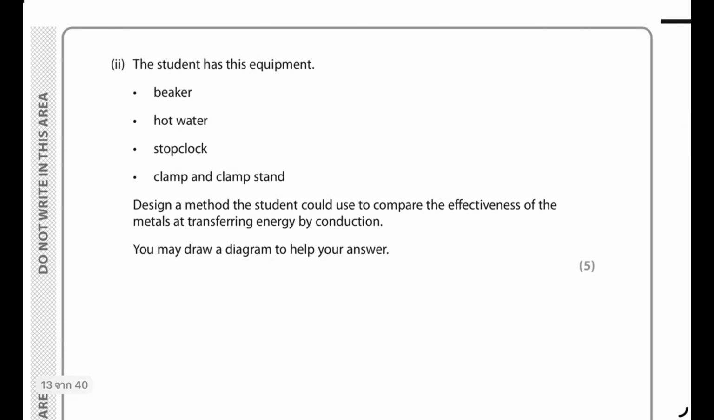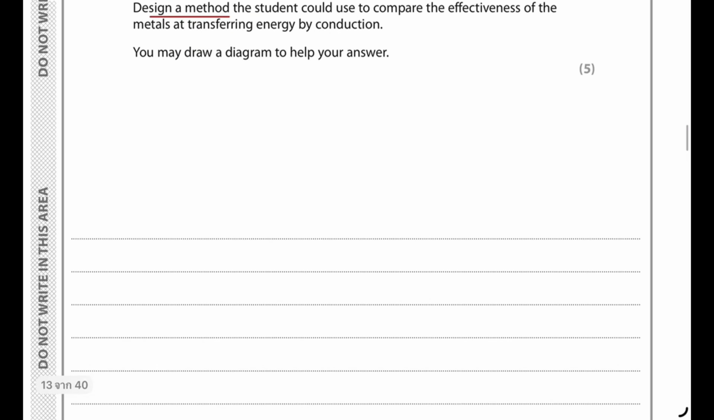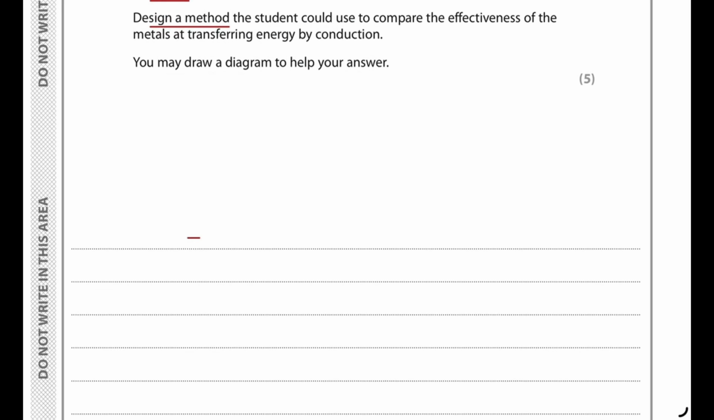The student has this equipment: beaker, hot water, stop clock, clamp, and clamp stand. Design a method the student could use to compare the effectiveness of the metals at transferring energy by conduction. You may draw a diagram to help your answer. So the first one is support apparatus in clamp stand.